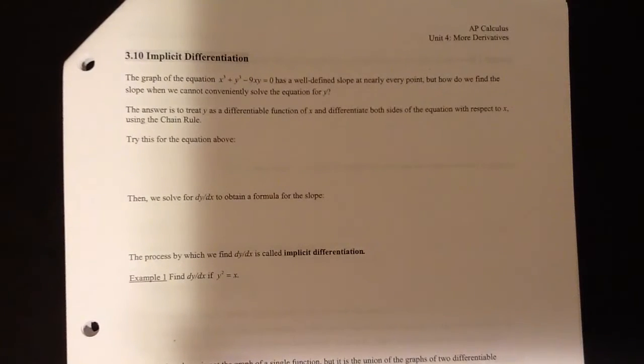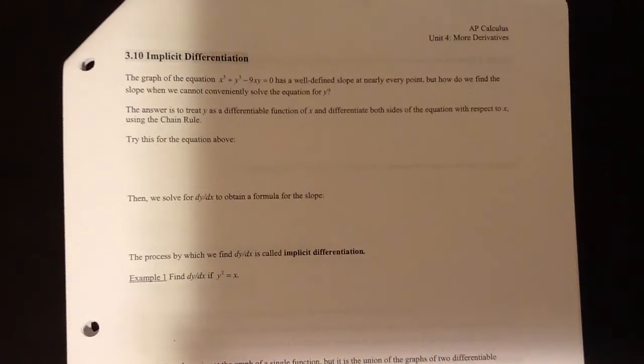So the lesson that we are covering next is something called implicit differentiation. And if you're wondering why we jumped from 3.7 to 3.10 and then we're going back to 3.8 and 3.9, it's because implicit differentiation is really nicely connected to the chain rule.